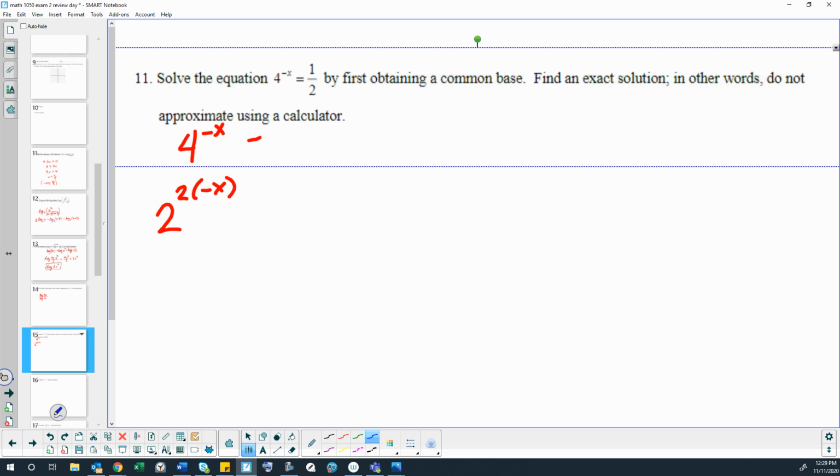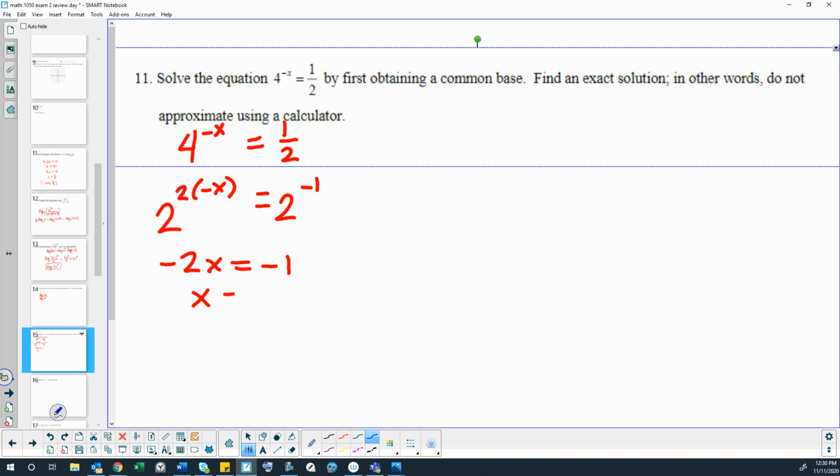And then likewise, I can change the 1/2 to a 2 to the negative 1, because it's a reciprocal. So if you notice that you can do a same base like that, then I feel like this is probably the easiest way to do the problem. And once you've got the same base, you can just set the exponents equal to each other. So yeah, I just multiply those together.